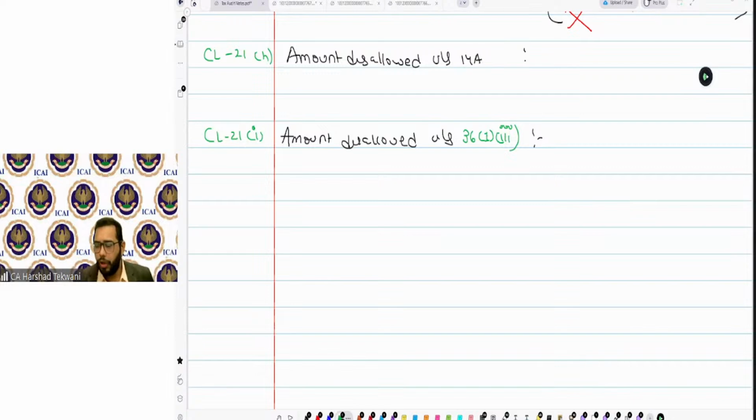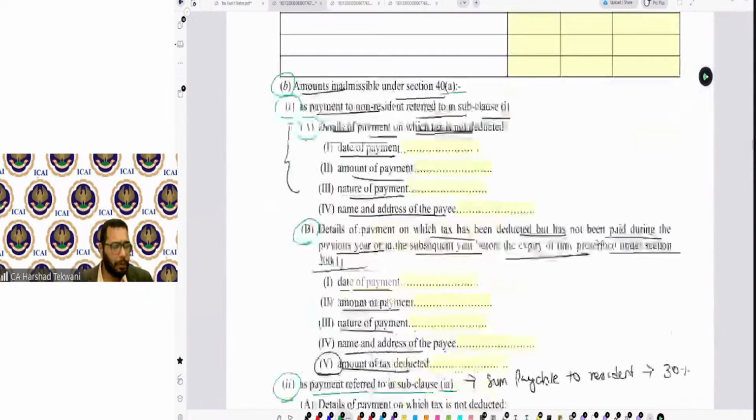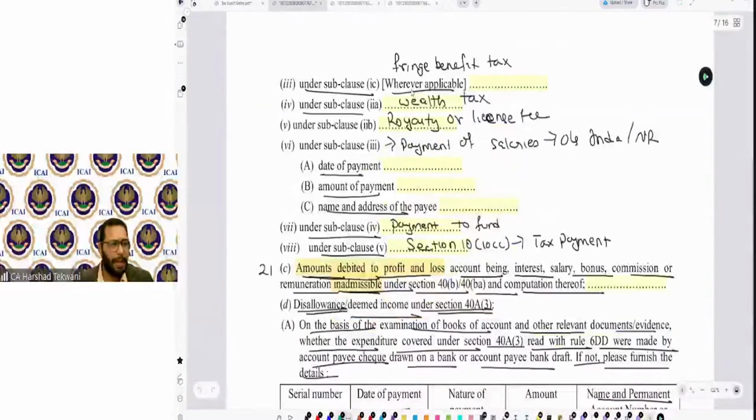Now, the question is, FBT and wealth tax are already abolished. That's why, if you see, it's written "wherever applicable". Not in all the cases, but wherever applicable, it was written over here. So is a tax auditor required to follow the code of ethics? Yes, he is required to follow the code of ethics. There is no exemption in that.